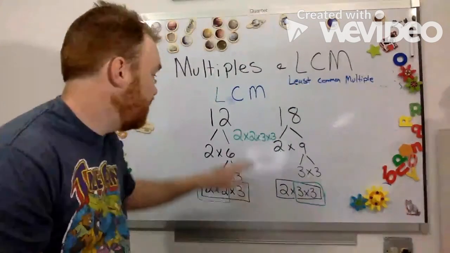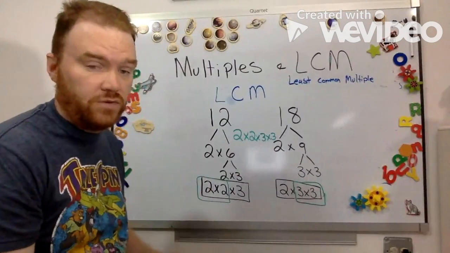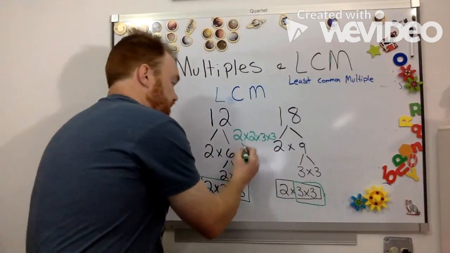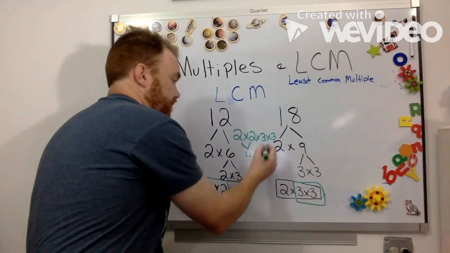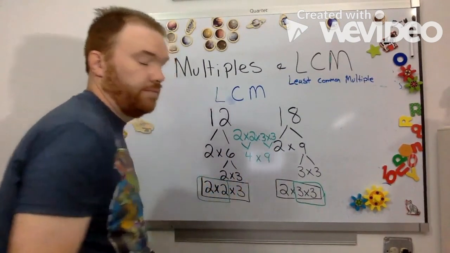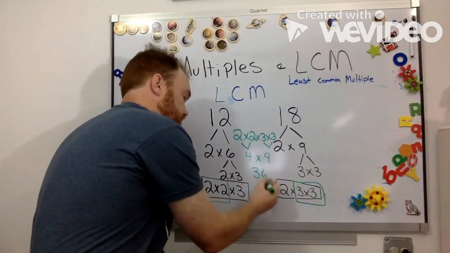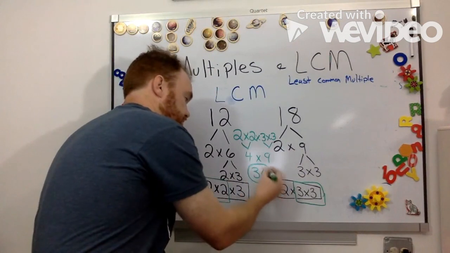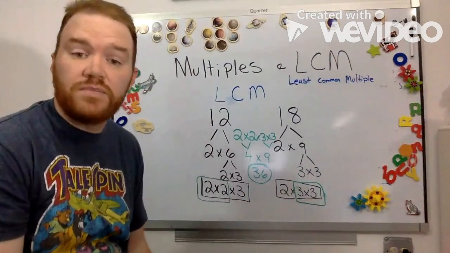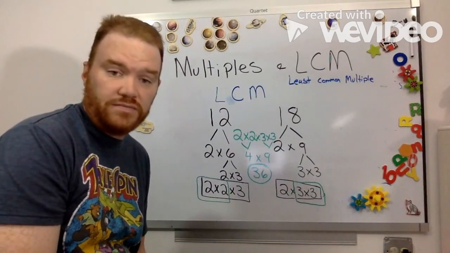Now, if I go ahead and multiply this out, I will get the least common multiple of 12 and 18. 2 times 2 is 4. 3 times 3 is 9. 4 times 9 is 36. So 36 ends up being my least common multiple of 12 and 18.